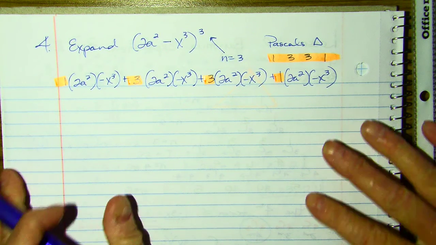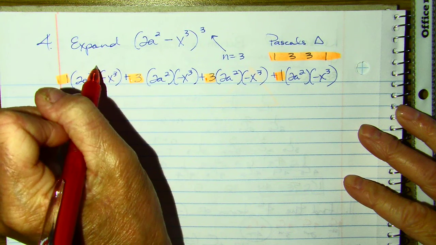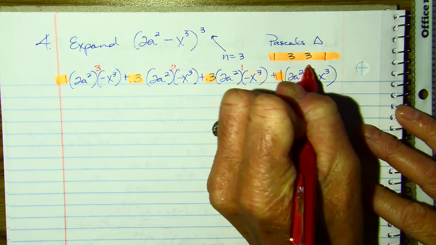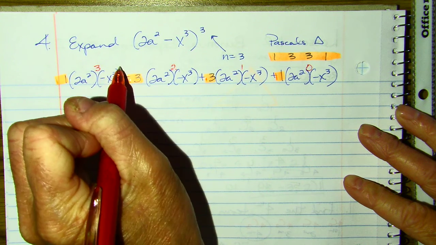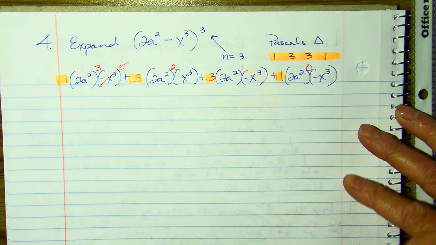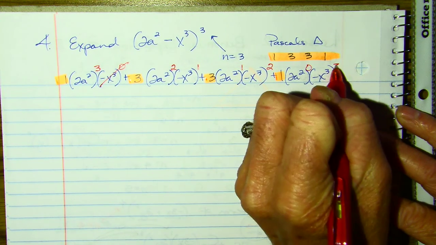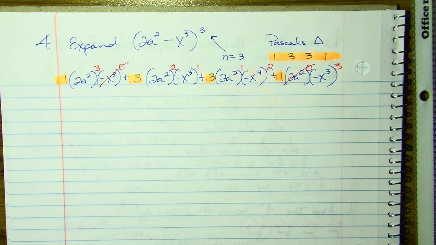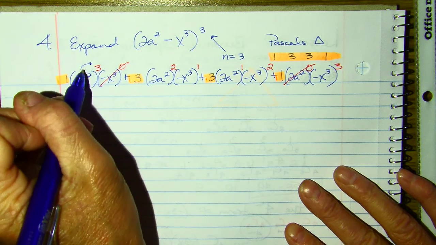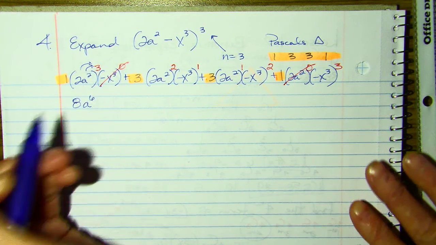Now I'm going to add my exponents. So the first term should begin with a 3 because that's what n is, and then it should decrease as we move left to right. The opposite should occur for the second term. 3 plus 0 is 3, and anything to the 0th power is gone. This is 1, 2, 3, and again, anything to the 0th power is gone. So here I have 2 cubed and a squared cubed, so that gives me 8a to the 6th.